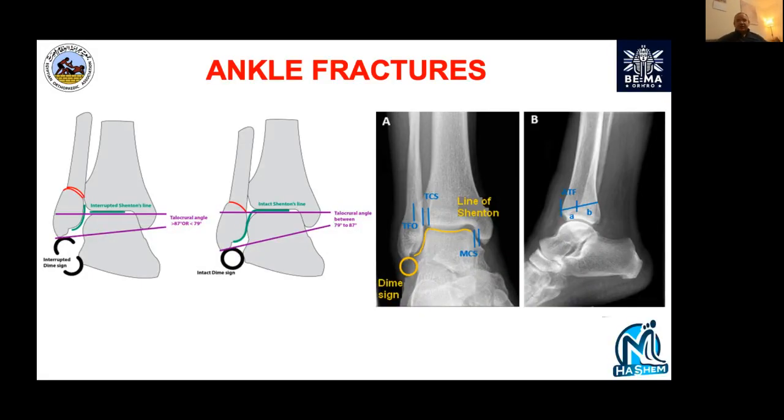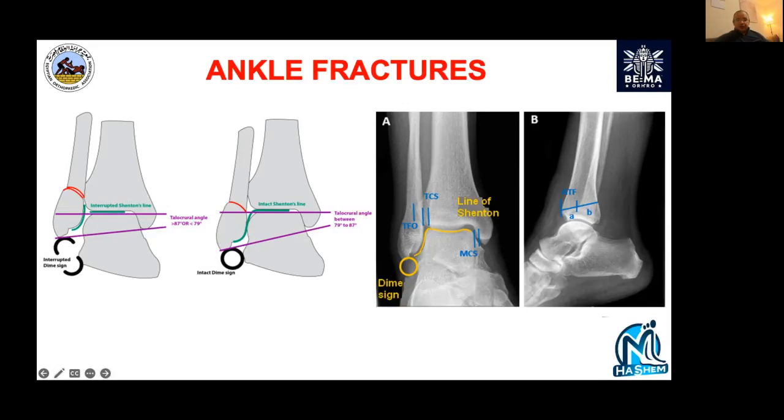So when you have a proper Mortise view, you can easily spot the medial clear space. So this is a medial clear space. It should be equal to the superior clear space, and it should be less than 5 mm. If it is more than 5 mm, especially if there is a rotational injury, either as a syndesmosis, high fibula, or very proximal fibula like the Maisonneuve fracture, you can spot easily that there is a deep deltoid injury here.